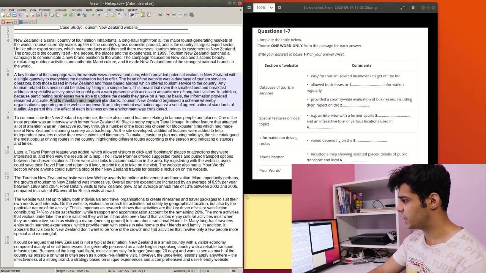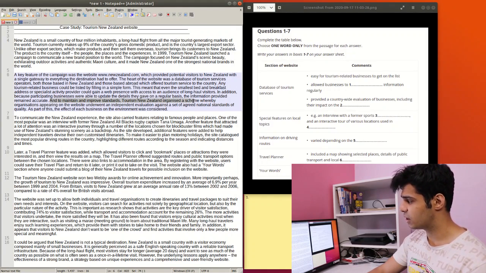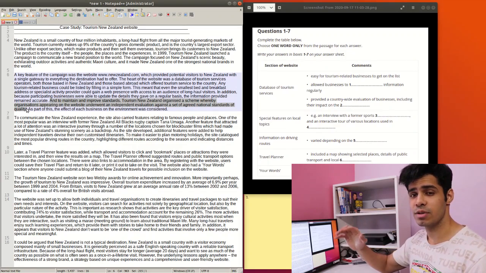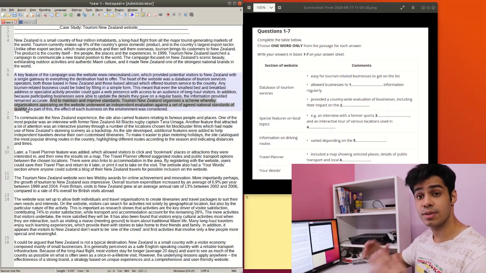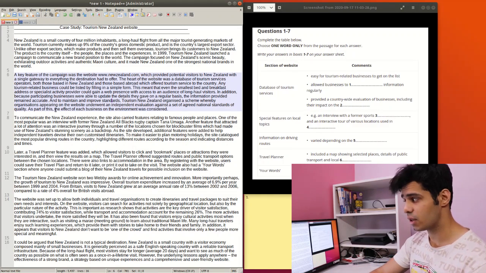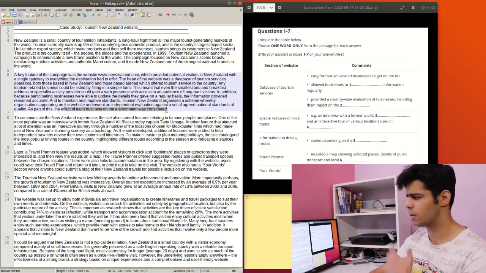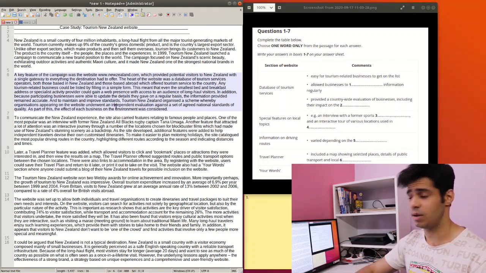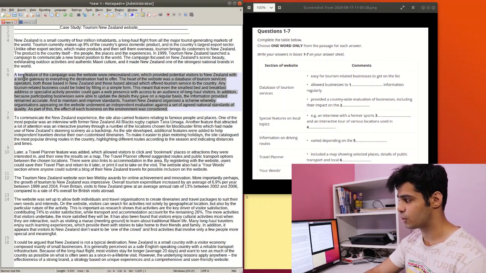Okay, so to maintain and improve standards, Tourism New Zealand organized a scheme whereby organizations appearing on the website underwent an independent evaluation against a set of agreed national standards of quality. Okay, so even though anyone can go ahead and list their business on this website, they're still having some standards that the website has to conform to, some independent evaluations. As a part of this, the effect of each business on the environment was considered. So maybe something about the nature environment, how the business impacts that environment. Okay, so that's your first paragraph for the summary question.